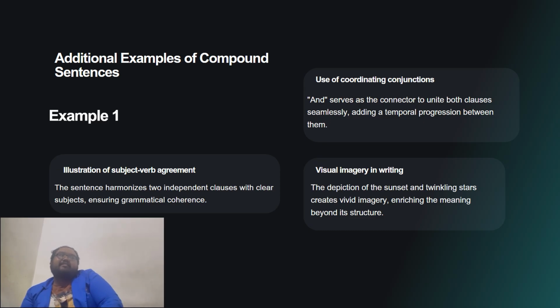Alright, an additional example of a compound sentence, like example 1, illustrates subject-verb agreement. The sentence harmonizes two independent clauses with clear subjects, ensuring grammatical coherence. The coordinating conjunction serves as the connector to unite both clauses seamlessly, adding temporal progression between them. Visual imagery in writing: the depiction of the sunset and the twinkling stars creates vivid imagery, enriching the meaning beyond its structure.